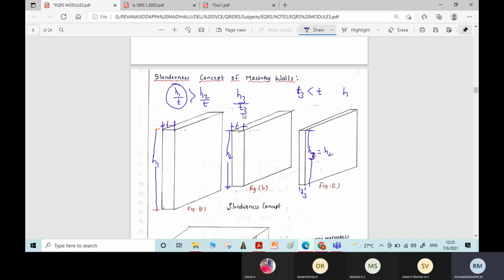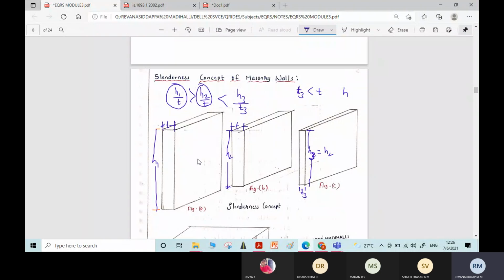T3. When you compare the slenderness ratio of the second case to that of the third case, the slenderness ratio of the second case will be less compared to the third case, because though the heights of the walls are the same, the thickness of the third wall is lesser compared to the thickness of the second wall. Therefore, a wall having larger height will result in higher slenderness ratio. A wall having larger length will also result in higher slenderness ratio.